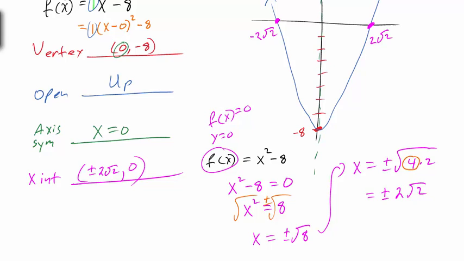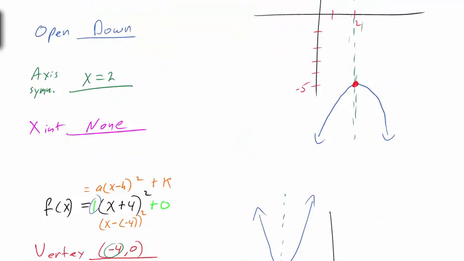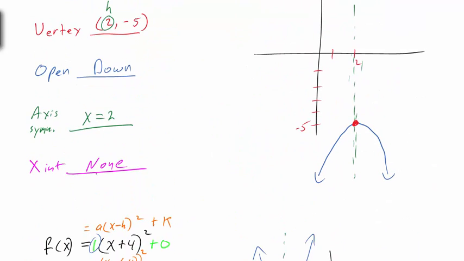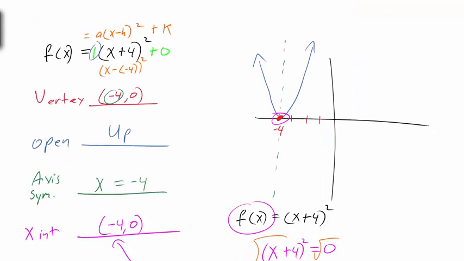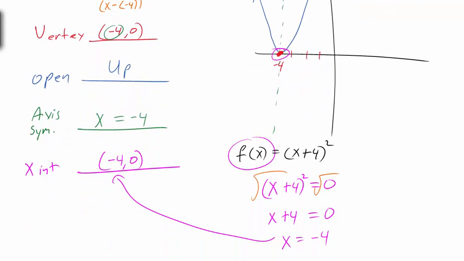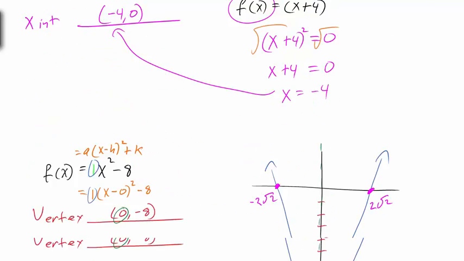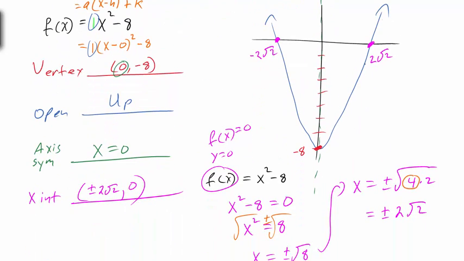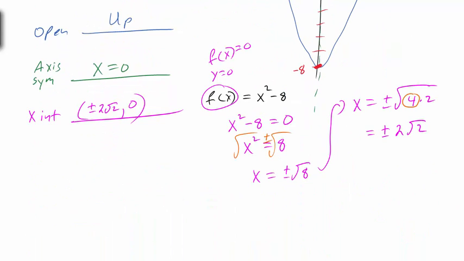So when dealing with the parabola, we've looked at a couple of examples where there are no x-intercepts. We could have one x-intercept when the vertex touches the x-axis, or you could possibly have two x-intercepts.